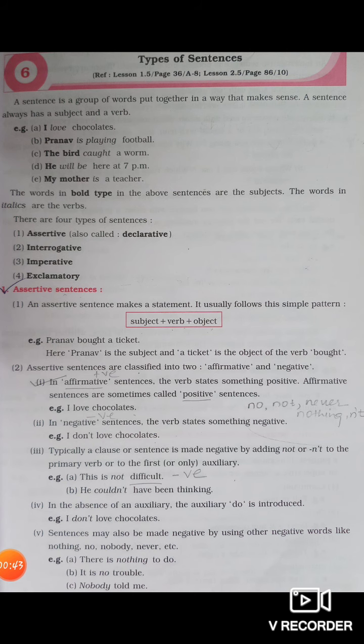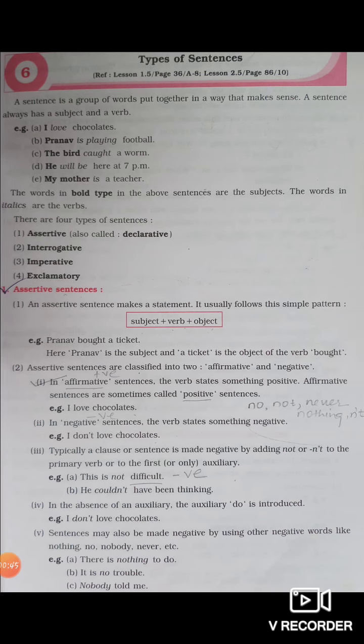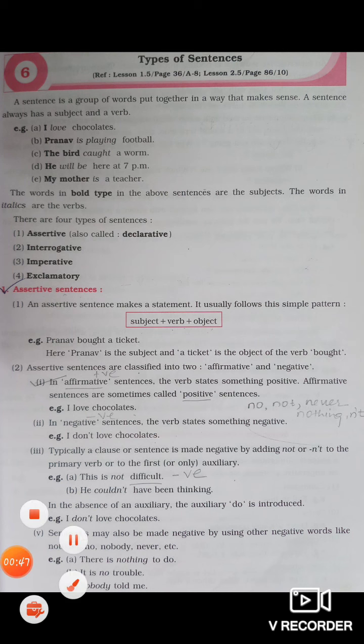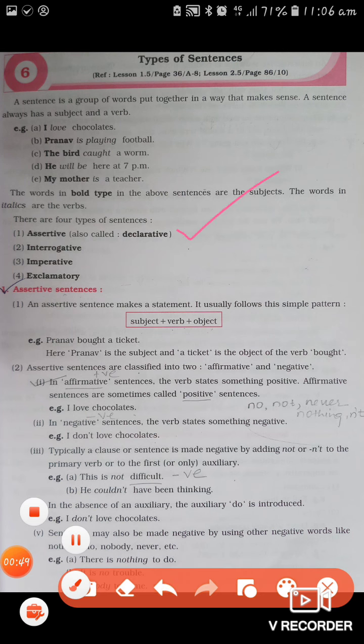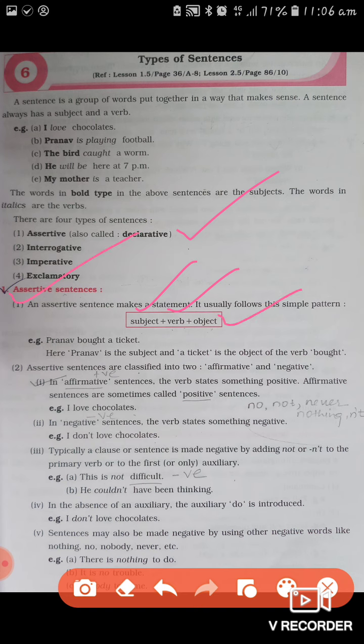Now see here children, the first one, assertive sentence, also called declarative sentence. Now you can see over here, subject plus verb plus object makes a sentence assertive. That means a sentence having subject, verb and object in it. See the first example, Pranav brought a ticket.